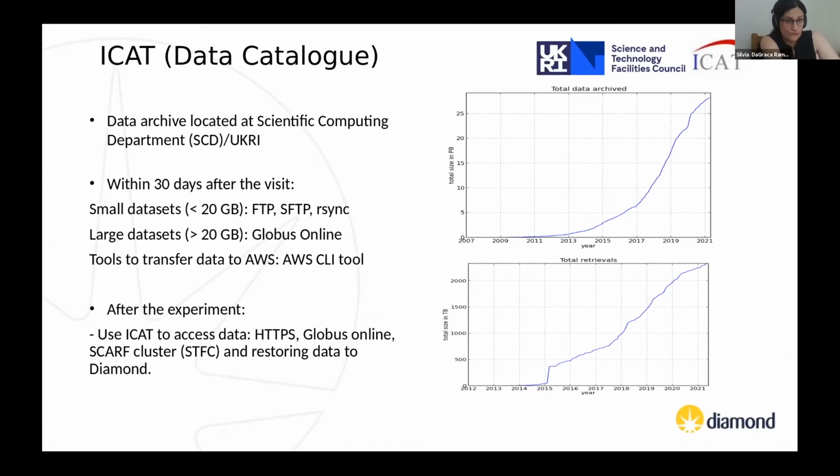So currently we have only one copy of the data on tape. So we recommend users during the experiment to back up the data on their drive using our data dispenser, or, if possible, to use Globus Online. Otherwise, they can access the data using, for example, HTTPS, Globus Online.